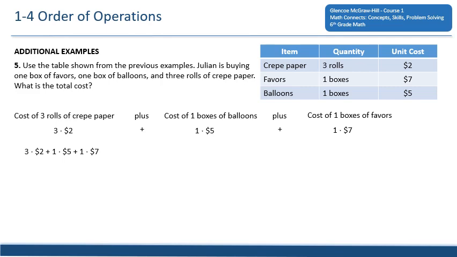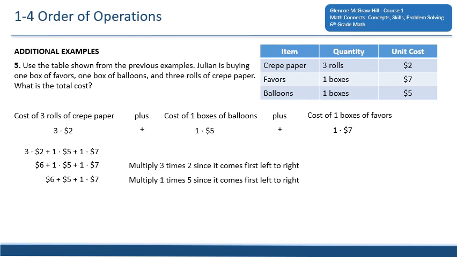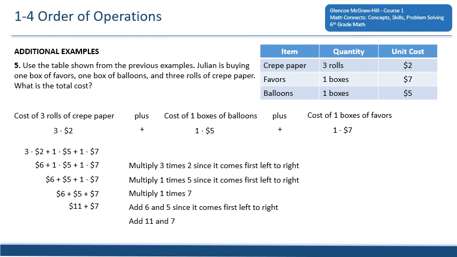So PEMDAS, there are no parentheses, there are no exponents, but there is multiplication, so we're going to do those first from left to right. 3 times $2 is $6, plus 1 times 5, plus 1 times 7. So next we're going to do 1 times 5 because it comes next from left to right, which leaves us with 6 plus 5 plus 1 times 7. Now we're going to do the final multiplication, and that's going to be 6 plus 5 plus 7. So then if we add 6 plus 5 is 11, plus $7, and then we're going to add $11 and $7, and we're going to get $18.